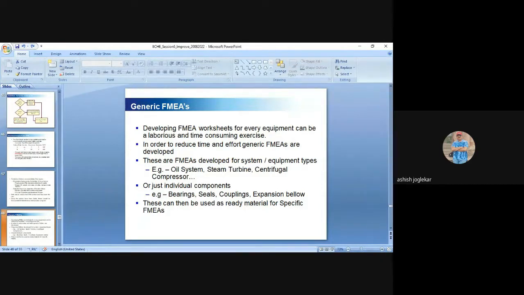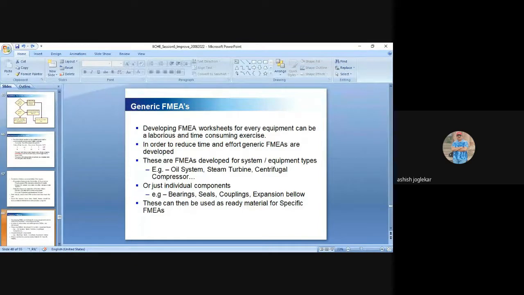If there is a match, then they already have what actions are to be taken and what the severity is. So when you're doing an FMEA, they can directly jump to conclusions and take actions to reduce the severity or occurrence. There are also FMEAs for steam turbines, centrifugal compressors, and heaters, which are common equipment in any chemical industry, along with bearings, seals, couplings, and expansion bellows. So these generic FMEAs are prepared, because FMEA takes time.